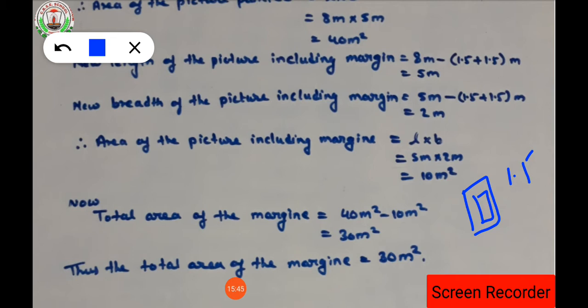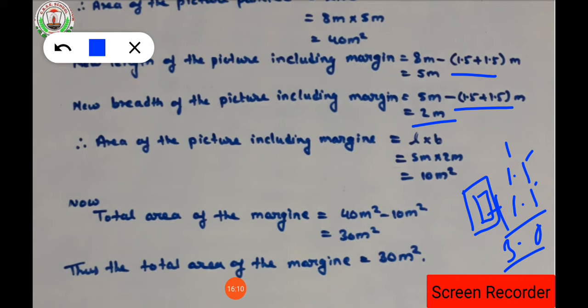How you are drawing the margin? Just imagine that. So here 8 meter minus 1.5 plus 1.5. 1.5 added with 1.5 will be 3.0, which means 3. So 8 will be subtracted with 3, it will be 5. In the same way, 5 will be subtracted with 3, it will be 2 meter.